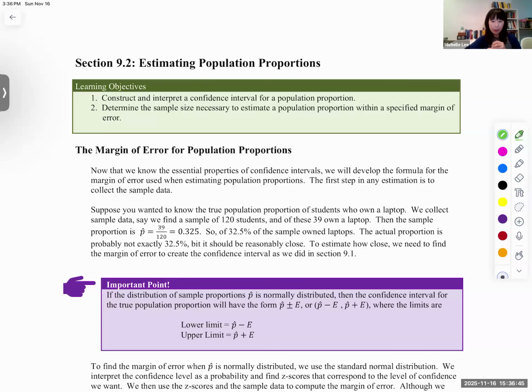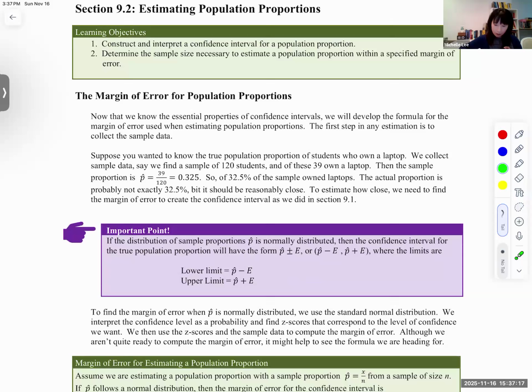Hello everyone. Today we are going to learn 9.2, estimating population proportions. We talked a little bit about how to make a confidence interval last time, right? So we have a learning objective here, and then let's talk more about the population proportions for this section.